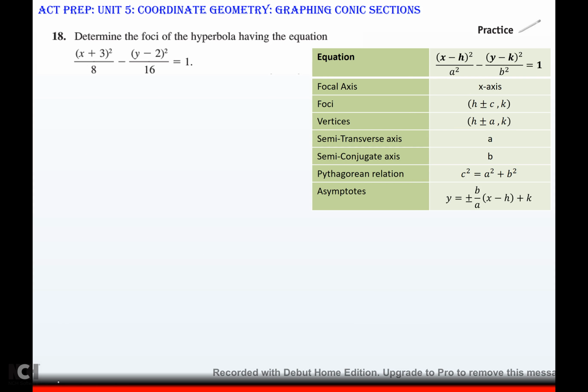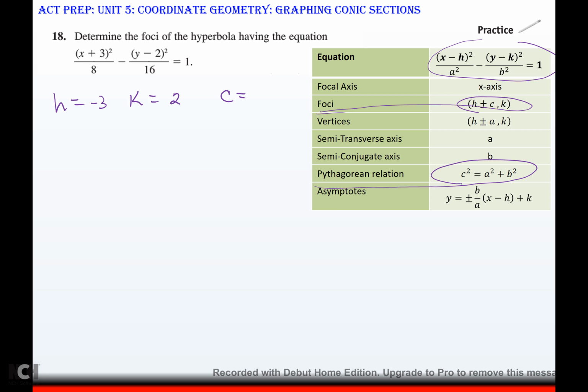This one wants us to determine the foci of the hyperbola having this equation. I look for my foci, and again, it's the x's minus the y's, so we've got to be in this formula box. And the foci is h plus or minus c comma k. Well, I need h, k, and c. I got h, that's negative 3. I got k, that's positive 2. What the heck is c? Oh yeah, that's why they gave me the Pythagorean relation between everything.